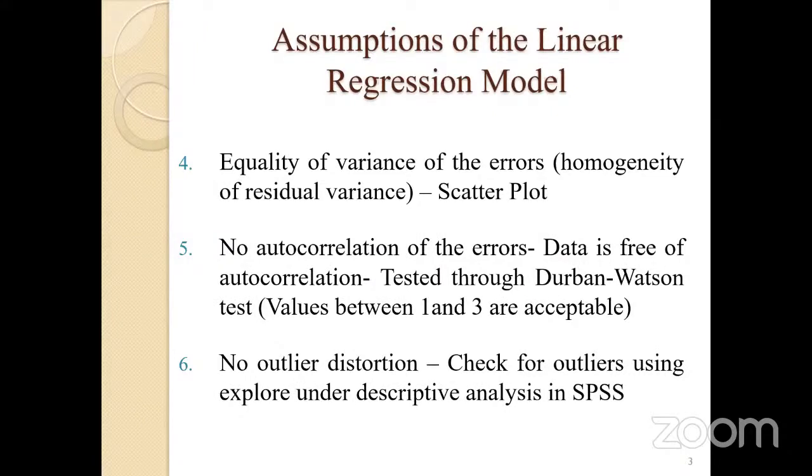and in the case of regression, we apply a scatter plot. And in the scatter plot, we see the deviation of actual values from the predicted line. If the deviations of actual points from the predicted line are small, that would indicate that variances are equal. The homogeneity of residual variances is established. So it is done through a graphical test.